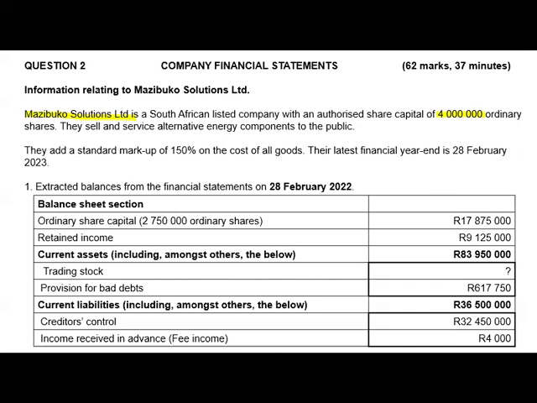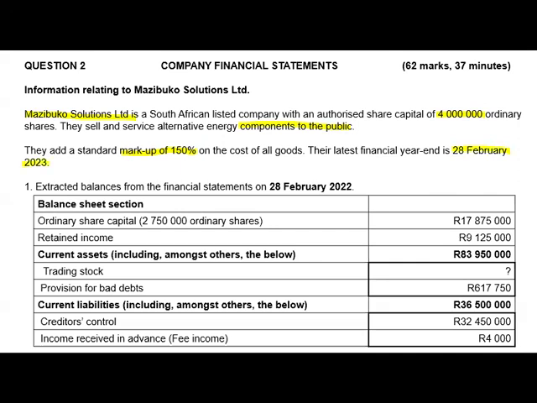And Mazibuko sells and services alternative energy components to the public. I think that is because of load shedding. And they say they add a standard markup of 150% on the cost of all goods. The financial year end is the 28th of February. That is key, guys. Okay, that is key.